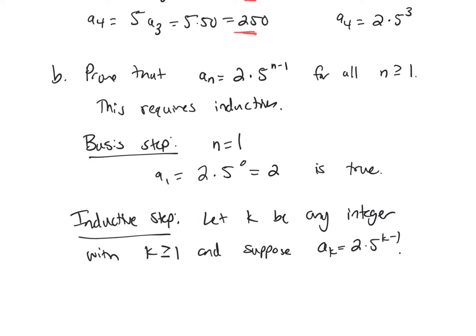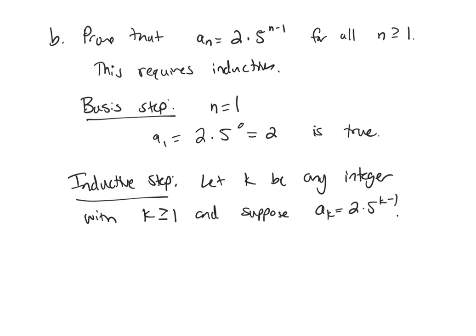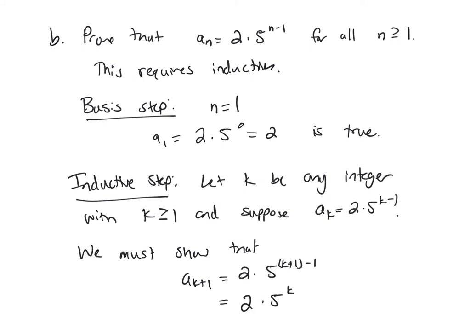So now what do we have to do? We have to show that the formula is true for the next value. So the next value would be k plus 1. So let's write down, we must show that AK plus 1 equals 2 times 5 to the k plus 1 minus 1. Or if you simplify that exponent, it's just going to be 2 times 5 to the k.